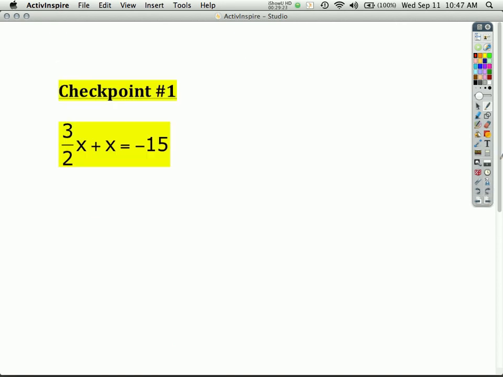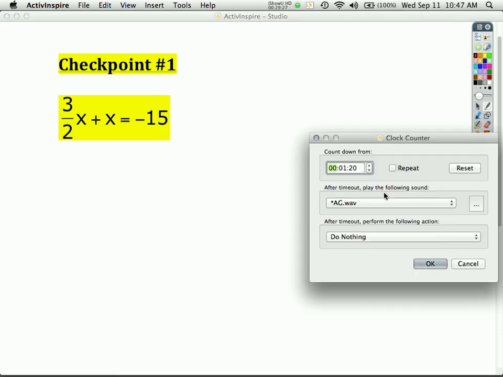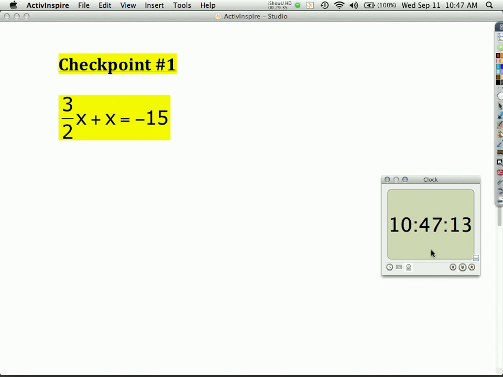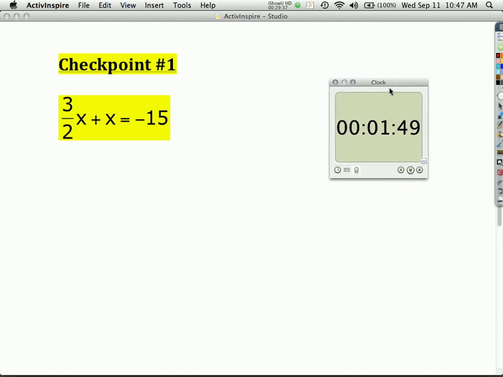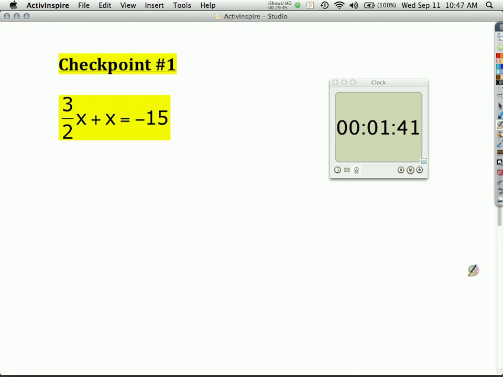Checkpoint number 1. I gave you a bit of a tricky one. So you got 2 minutes on the clock. You check your answer, you'll know if you get it right or not.